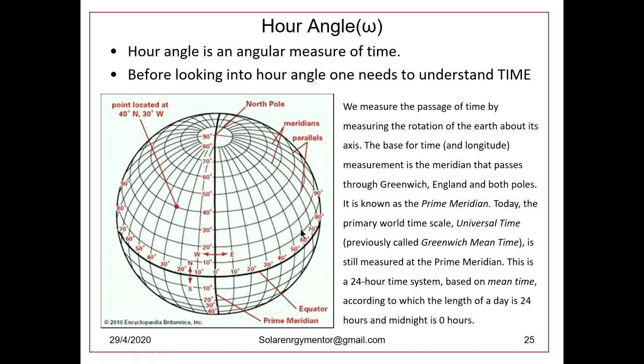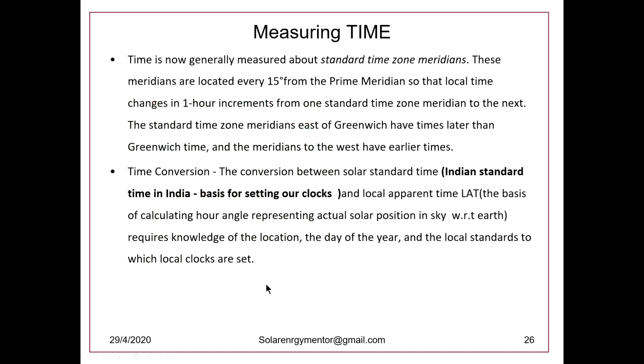And vertical location can be identified by the latitudes. So these are the latitude lines: 10, 20, 30, we have already discussed these. Here these are the meridians, like longitudes, the meridian planes. Measuring time: time is now generally measured about standard time zone meridians. These meridians are located every 15 degrees from the prime meridian, so that local time changes in 1 hour increments from one standard time zone meridian to the next.